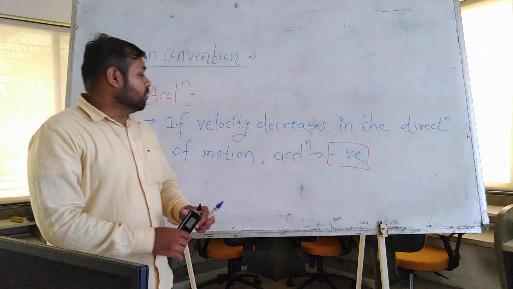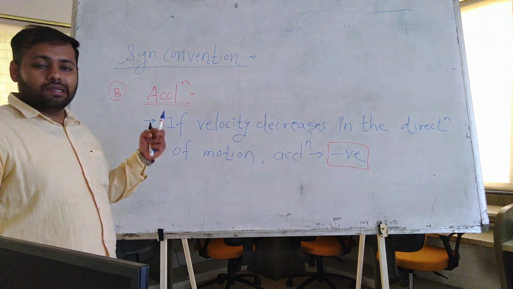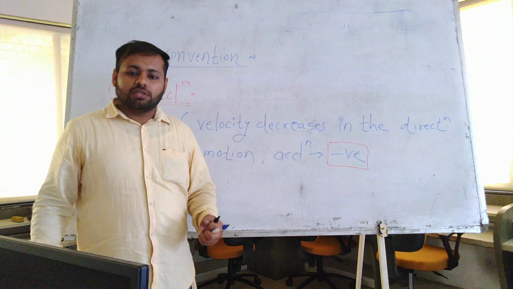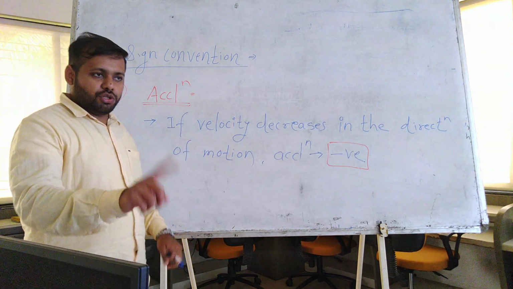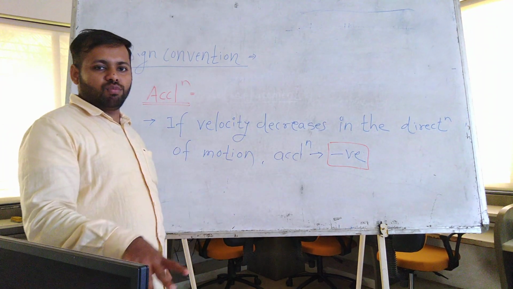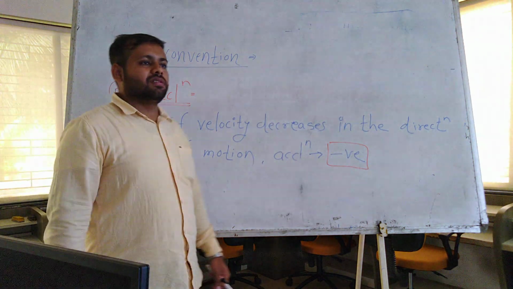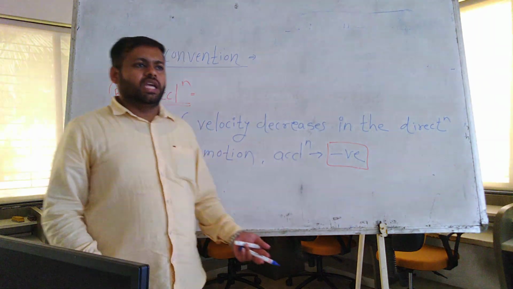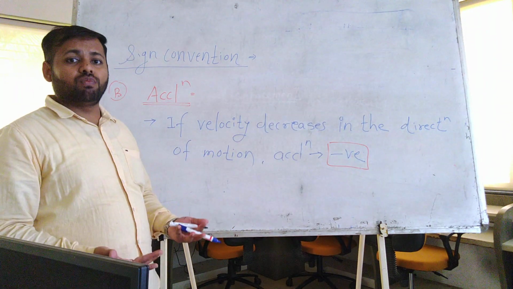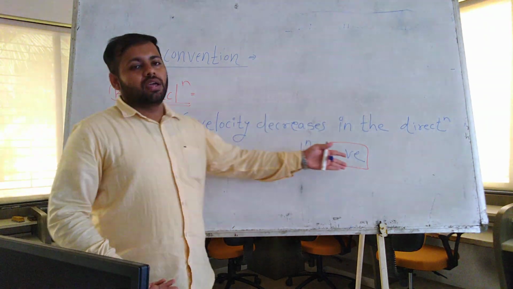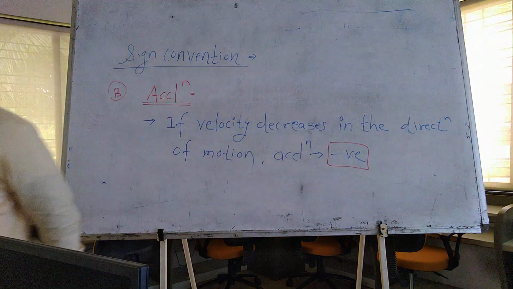How do we assign signs for the acceleration? So the rule is here: if velocity increases in the direction of motion, it means that the body accelerates, then such acceleration is considered as positive acceleration. If velocity decreases in the direction of motion, then such acceleration is negative acceleration.